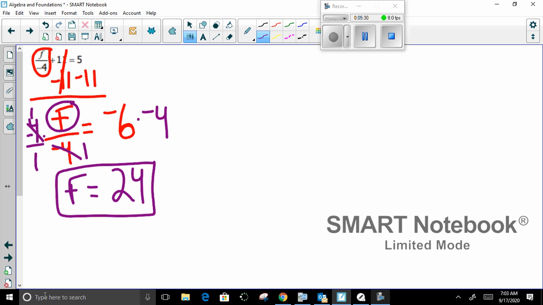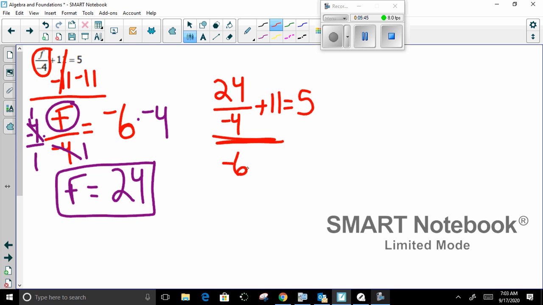I'll let y'all check yourself because I think you know how to do it. Just take what you think f is, write the whole equation. Now, order of operations on this side, division comes first, so negative 6 plus 11. What is negative 6 plus 11? And it's 5. So my check worked out. That means my answer, my solution, is correct.